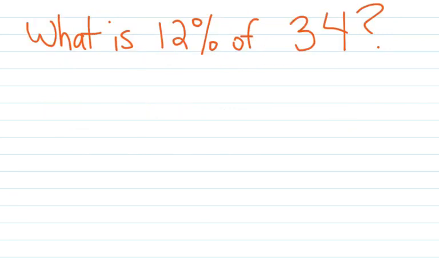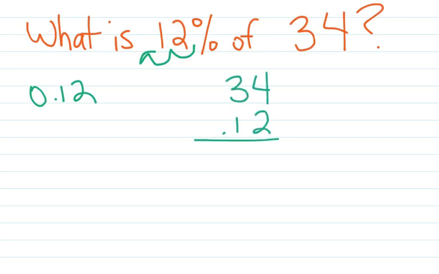So, for example number 1, I have this question here. What is 12% of 34? So my first step is going to be to turn that 12% into its decimal form by moving the decimal 2 places over to the left. So it would become 0.12. Then I want to take that decimal and multiply it times 34. So I'm going to put the 34 on top here. Put the 0.12 on the bottom, and then multiply this out.